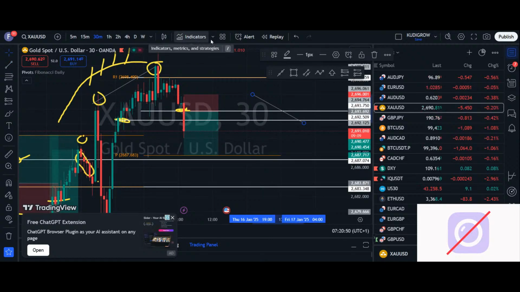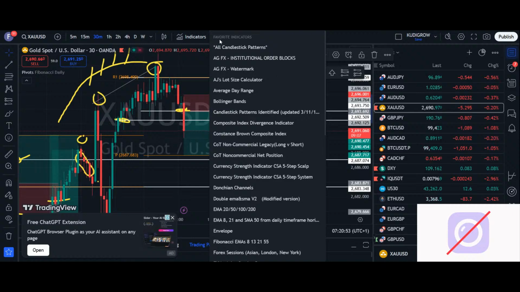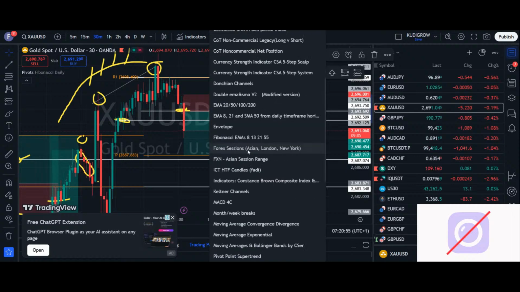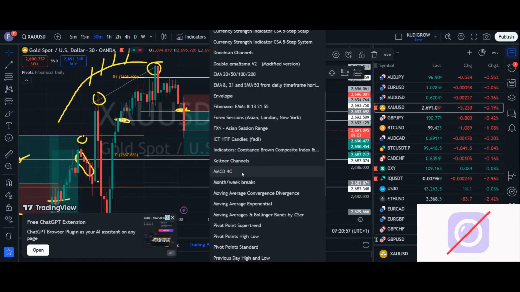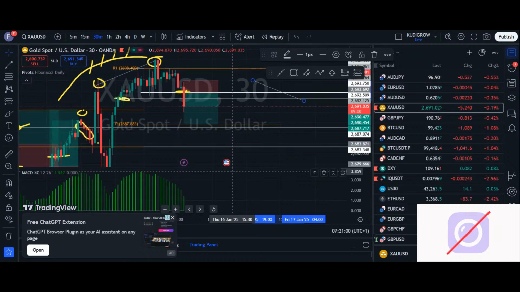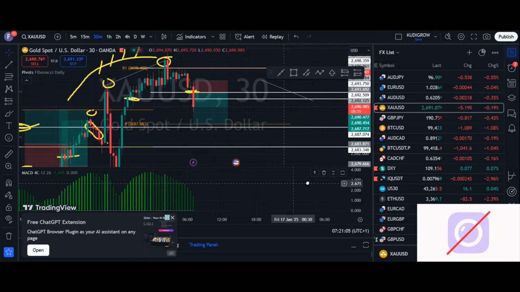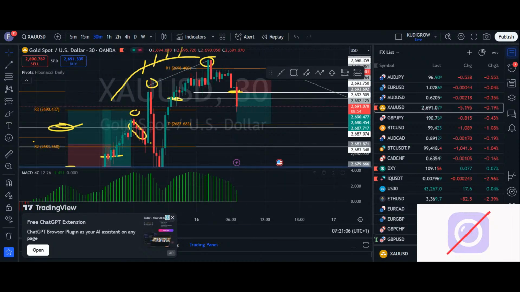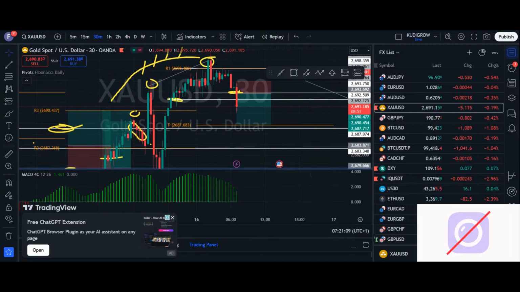So I'm going to go to indicators. I'm going to search for MACD for C. This is it right here. It's one of the favorites. So I click MACD for C, and there I have it. Okay, so let's see if we have that in this case.